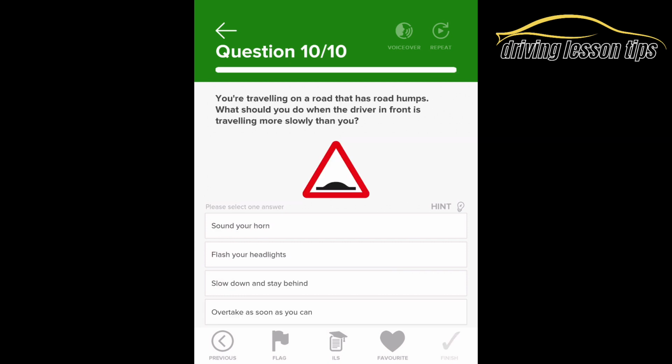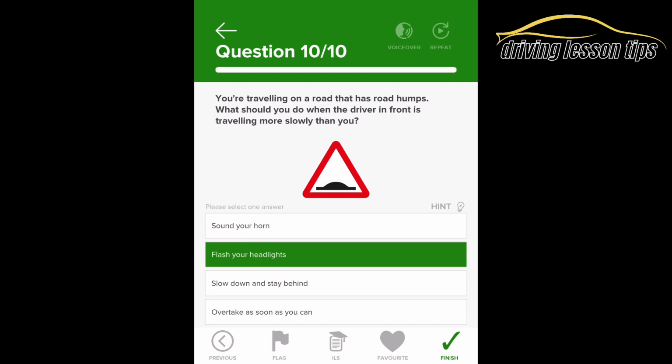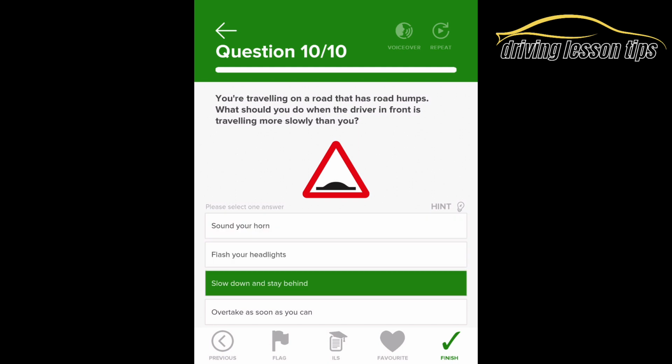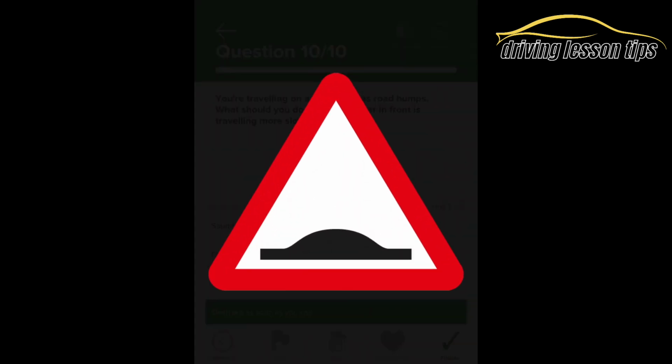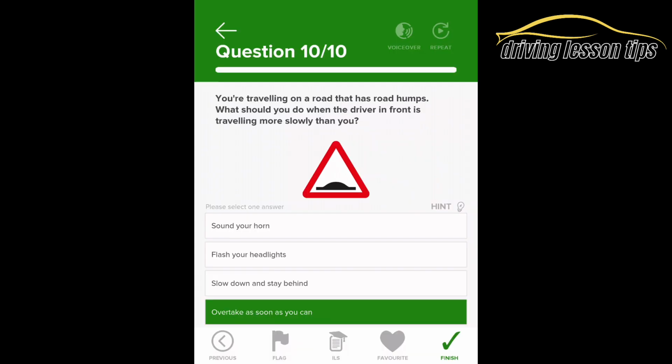Question 10. You're traveling on a road that has road humps. What should you do when the driver in front is traveling more slowly than you? A. Sound your horn. B. Flash your headlights. C. Slow down and stay behind. Or D. Overtake as soon as you can. Now, there's road humps here for a reason. Okay, it's most likely a dangerous road that people have been driving on. There might be a school nearby. When there's schools nearby, there's usually quite a lot of speed humps these days. There can be quite a big clue there.